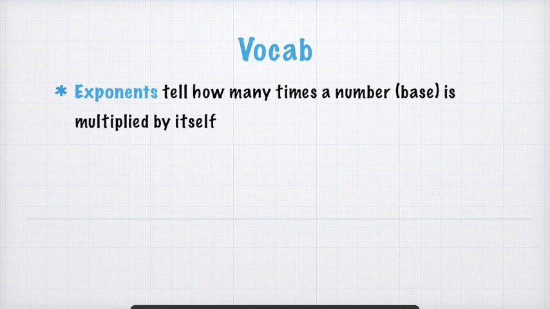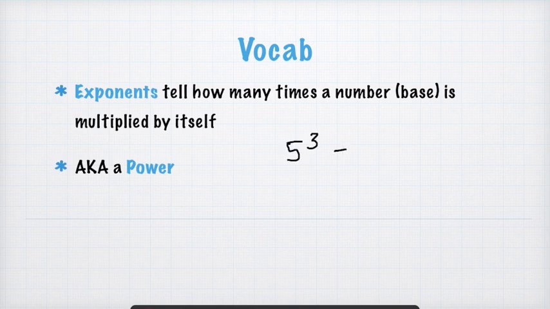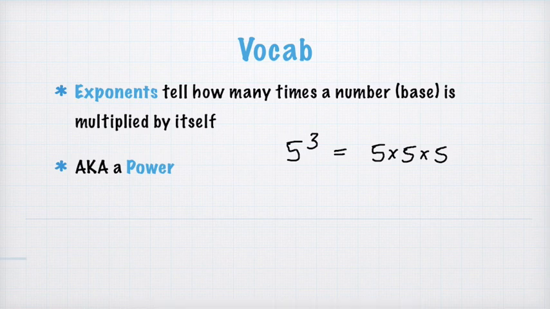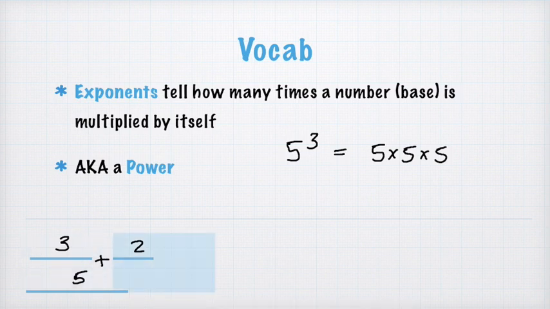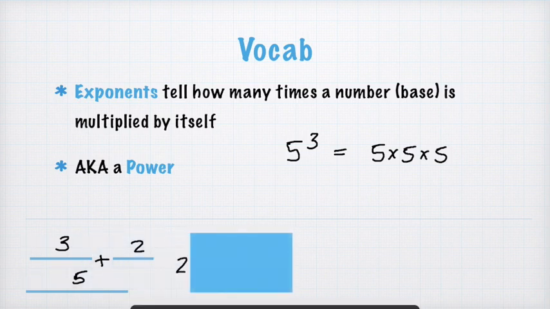An exponent tells you how many times a number is multiplied by itself. It's also known as a power. For example, 5 cubed is actually 5 times 5 times 5. Now this is just mathematical shorthand. A quick refresher is that when we're adding things, we have a line of 3 units and a line of 2 units. When we add them together, we get a line of 5 units. We have a rectangle here, and it has a width of 2 units and a length of 3 units. When we multiply these together, we are going to have an area of 6.